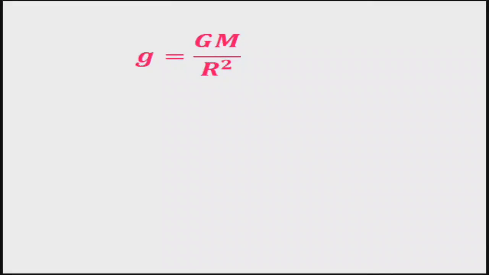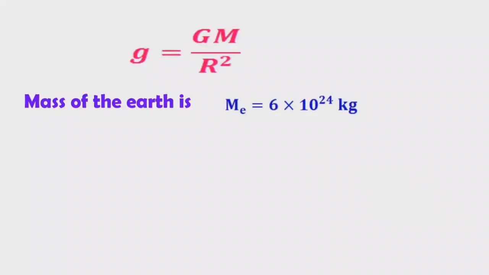Small g is equal to GM by r square. Already you know this formula. Acceleration due to gravity, small g, is given by GM by r square. Here G is the universal gravitational constant and M is the mass of the earth. R is the radius of the earth. The mass of the earth is 6 into 10 power 24 kilograms.